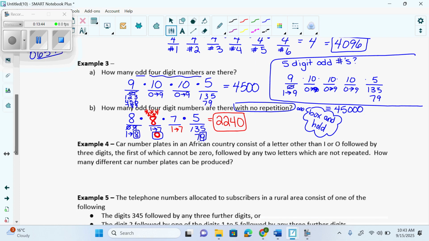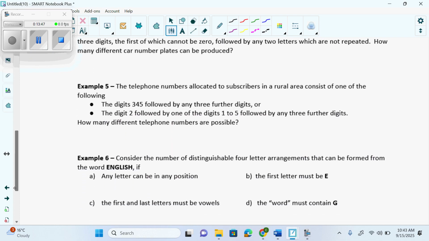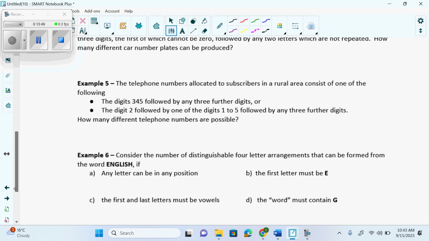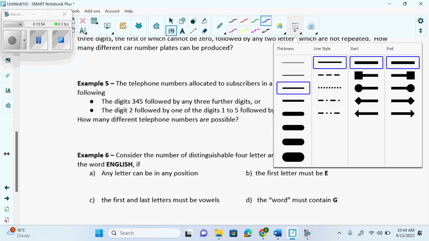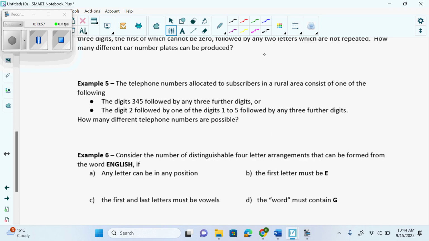We're going to skip example 4 for now because it just confuses half of you. So we're going to go to example 5. So let's read it thoroughly. Example 5 says, now remember, each blank can only hold one number, correct? One of the 1-digit numbers from 0 to 9, every blank. That's it. Okay? So here it says, telephone numbers allocated to subscribers in a rural area consist of one of the following. Do not get mad at the question and be like, that doesn't follow our rules for phone numbers. They can make up what they want, right? It could be a phone number on Mars for all that matters. You just have to follow what they say.